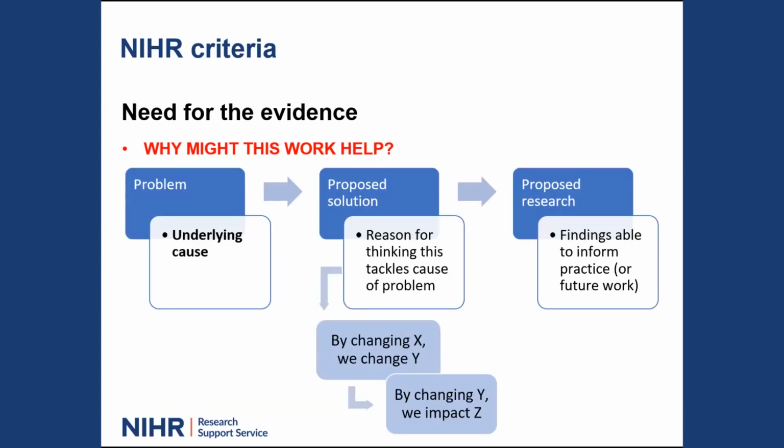So it might be helpful to use a logic model to think through that. For example, what is the problem? What's the underlying cause? This is the proposed solution. This is why we think it might tackle the cause of the problem. And we're changing this criterion, so therefore that will have an impact on this criterion. Then think through how the impact of your piece of research will inform future practice. So sometimes it's helpful to think in a logic model way.